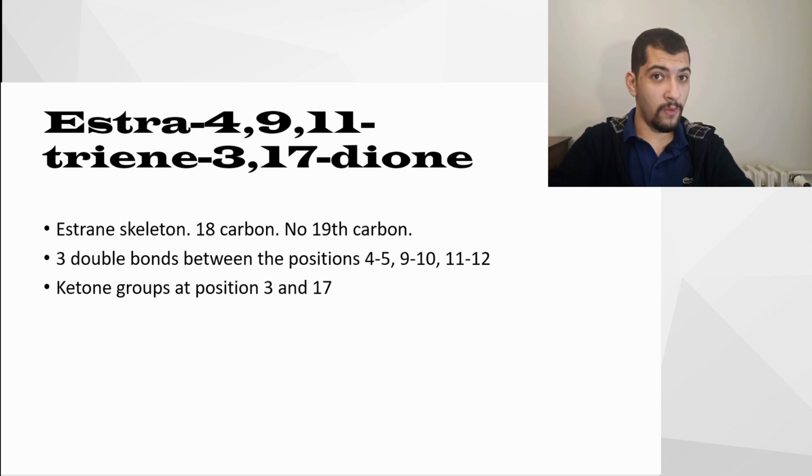So the last molecule I'm going to break down is estra-4,9,11-triene-3,17-dione. Obviously, it has an estrane skeleton. So it has 18 carbons, and it doesn't have a 19th carbon. So there is no methyl group on the 19th position. Also, there are 3 double bonds between the positions 4, 5, 9, 10, and 11, 12. Also, there are ketone groups at positions 3 and 17.